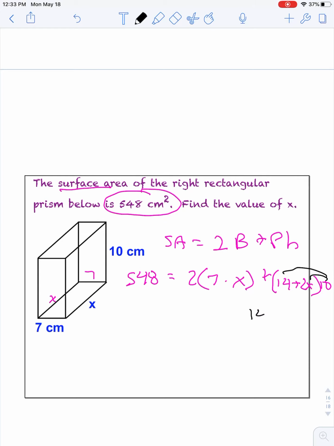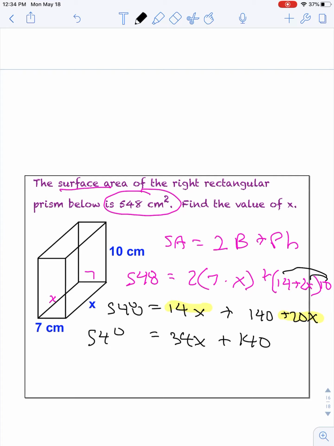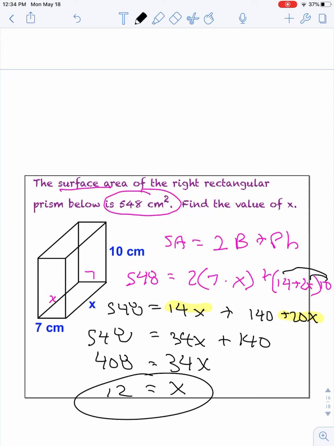I would probably use the distributive property and take care of simplifying 140 plus 20x. And then that has to be added with 14x, and that equals 548. Now I can combine the x's right here, and that's going to give me 34x plus 140 equals 548. Subtract 140 from each side, that gives me 408 equals 34x. Divide by 34 and I get x equals 12.